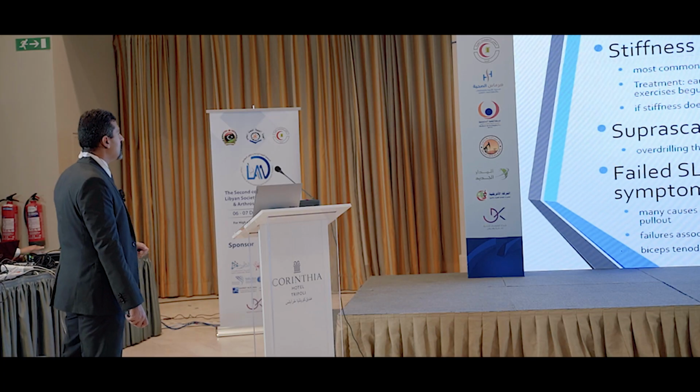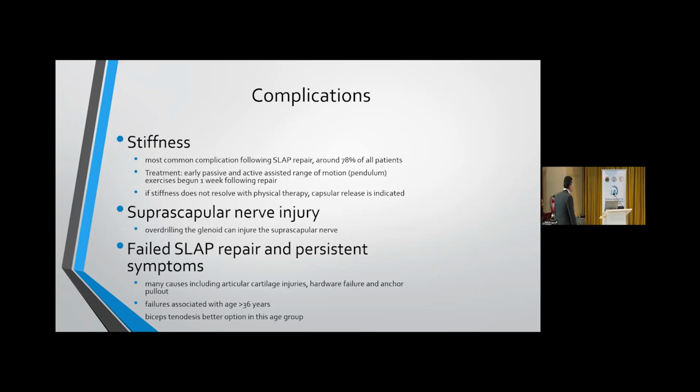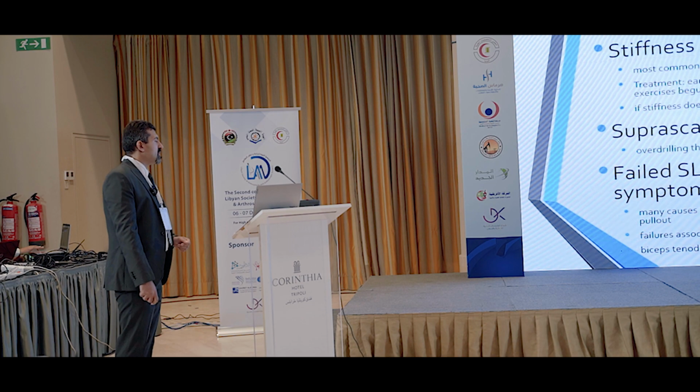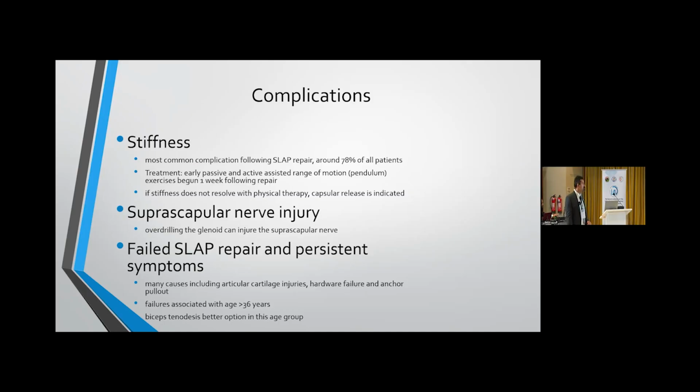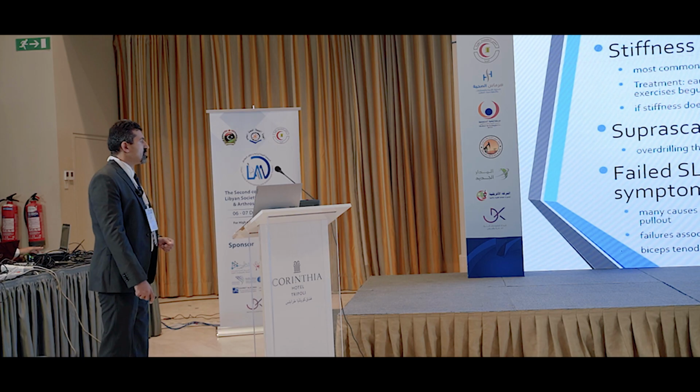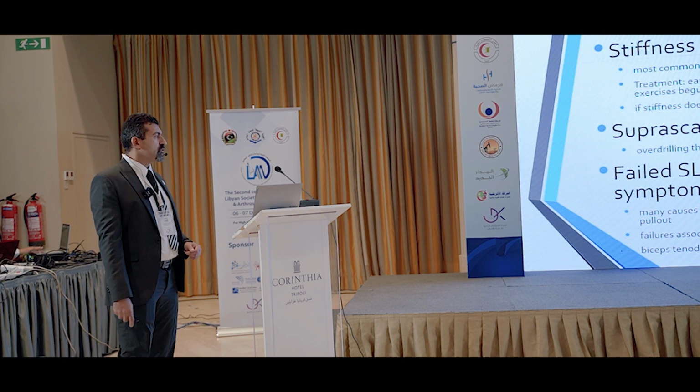Suprascapular nerve injury: over-drilling of the glenoid, because you are very near the suprascapular nerve. A failed SLAP repair and persistent symptoms have many causes, including articular cartilage injury, hardware failure, and anchor pullout. Failure is associated with age more than 36 years. Biceps tenodesis is better than doing a SLAP repair at this age.